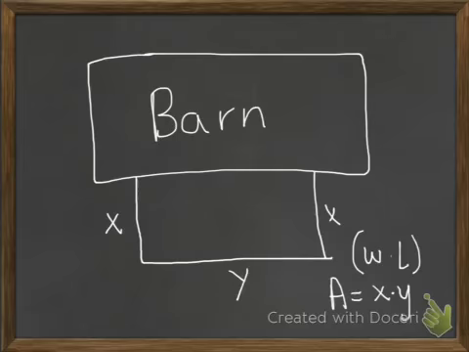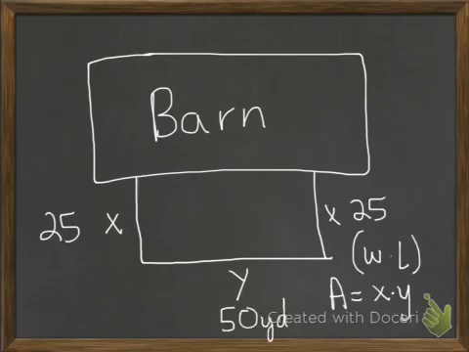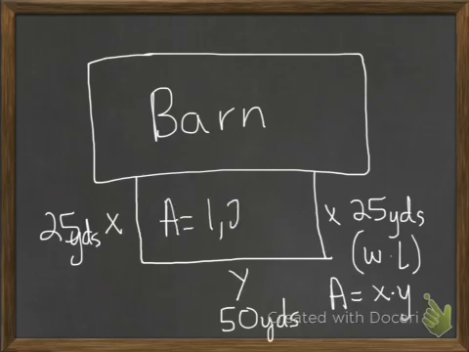So let's go back to the picture. We know that x is 25, and we know that y is 50. And of course, these are all yards. And we know that area, after you multiply x and y, is 1,250 yards squared. And that is how we do an optimization problem.